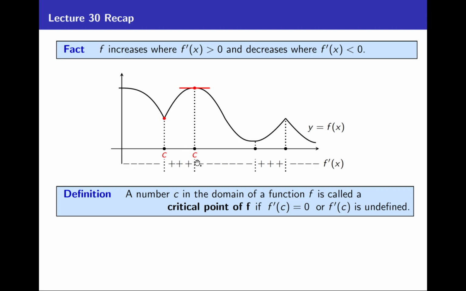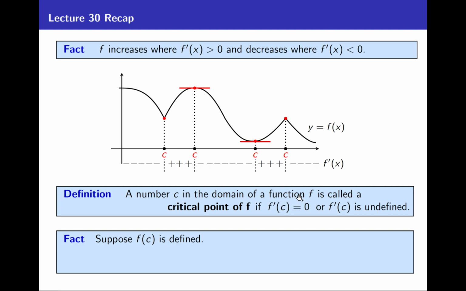Here's a c that's a critical point because f prime of c equals 0. It's the slope of that horizontal tangent. Here's another critical point of our function. f prime of this c equals 0. And here's a fourth critical point. f prime of this particular c is not defined.